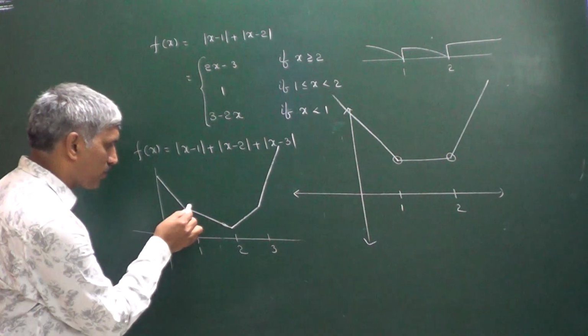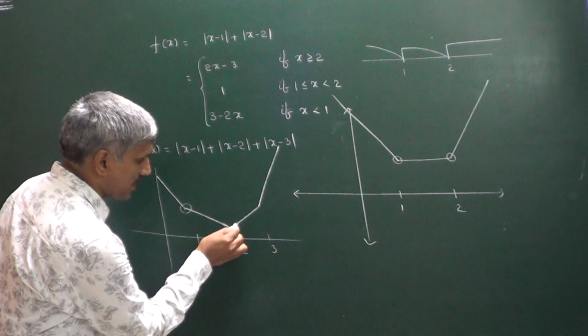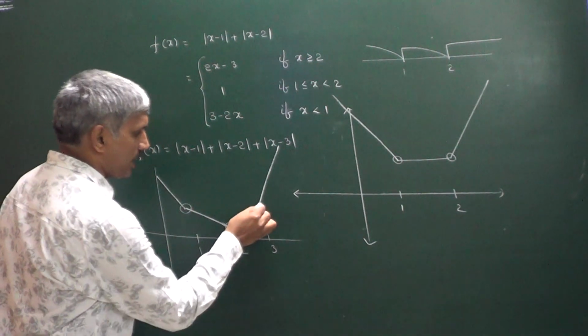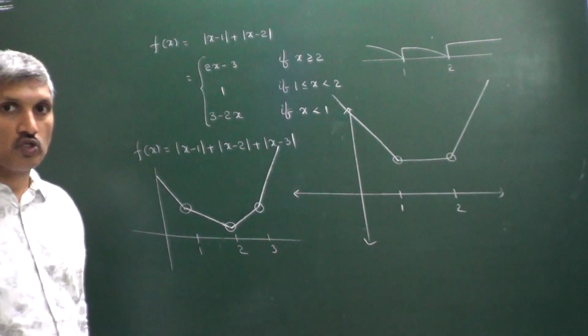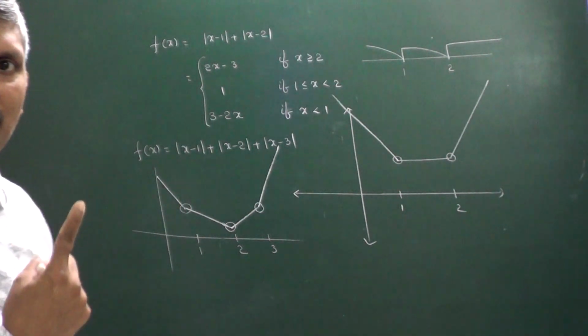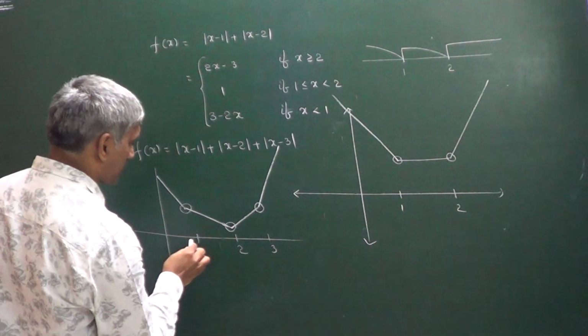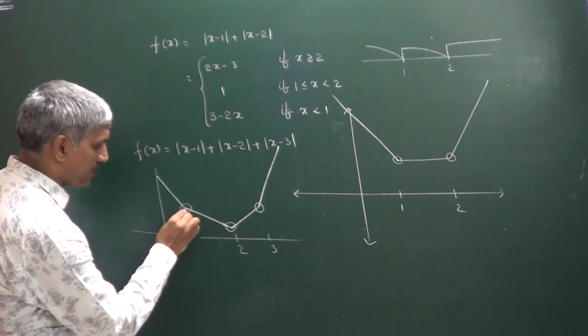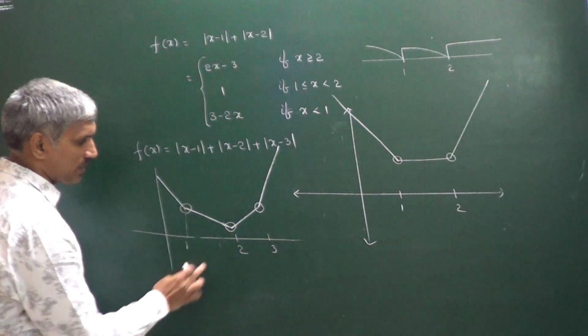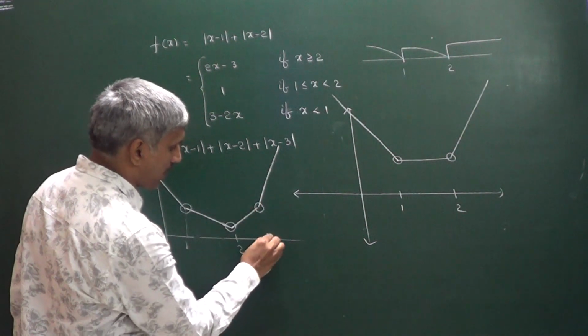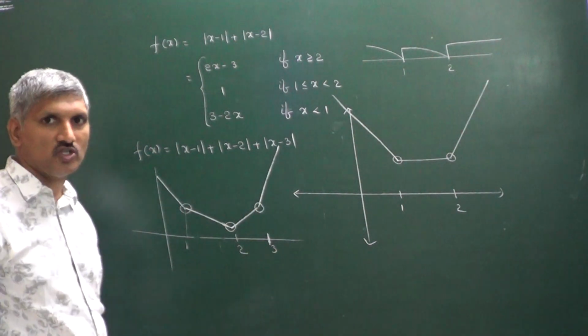So here you will get one sharp edge, here we are getting another sharp edge, and this is one more sharp edge. So the function is continuous everywhere but not differentiable at exactly 3 points. One point is this one, that is 1, the other point is 2, and one more point is when x equals 3, right?